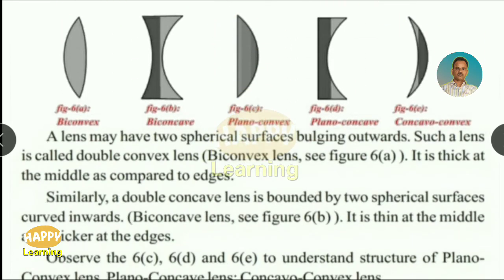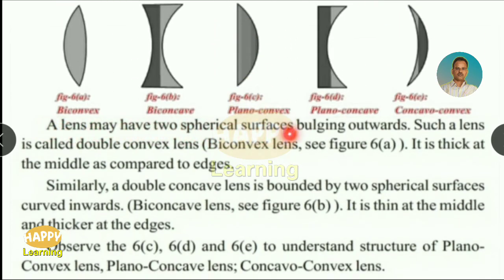Next. A lens may have two spherical surfaces bulging outwards. Such a lens is called double convex lens or biconvex lens. So this is bulging out. It has two surfaces. It is bulged at the center, and at the edges it is thin. So both sides it has a convex surface. So it is a biconvex lens, or double convex lens.